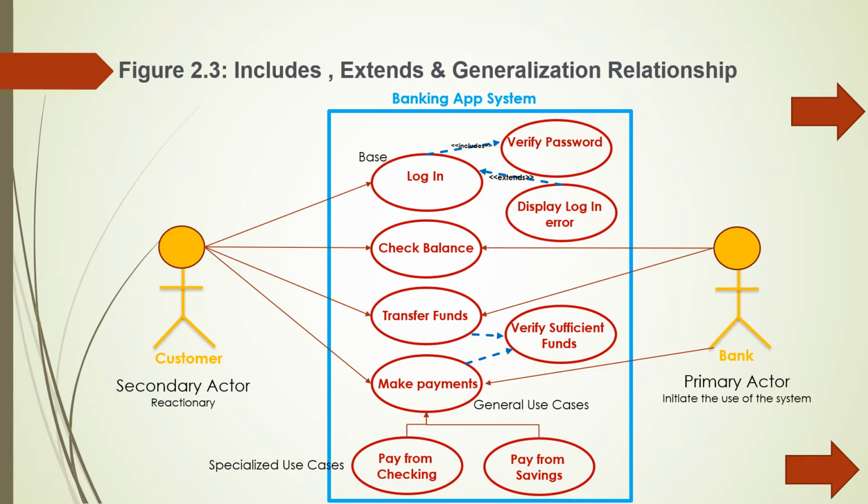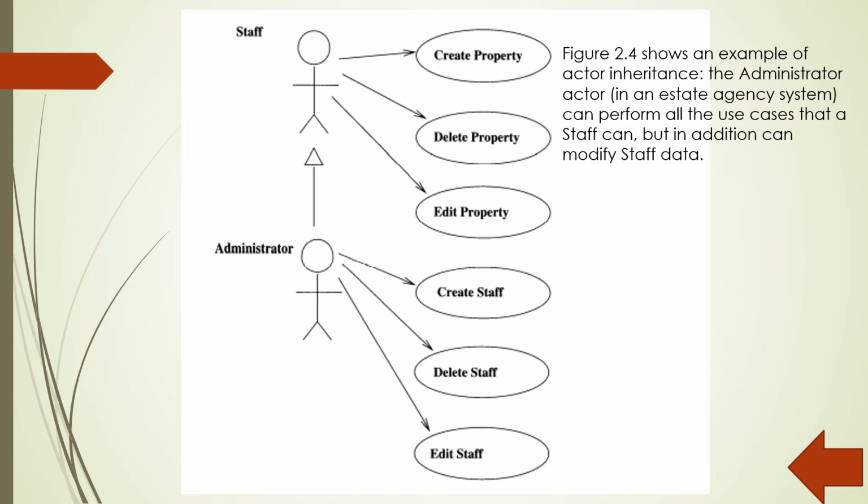You can also have a generalization with actors. Here's a sample of an actor generalization. Figure 2.4 shows an example of actor inheritance. The administrator actor in a state agency system can perform all the use cases that staff can, but in addition, can modify staff's data as well.